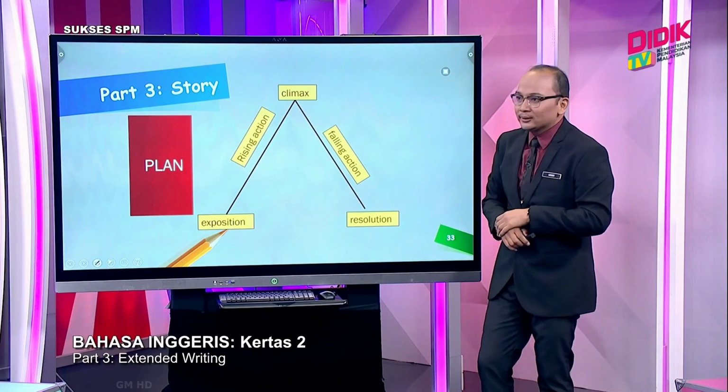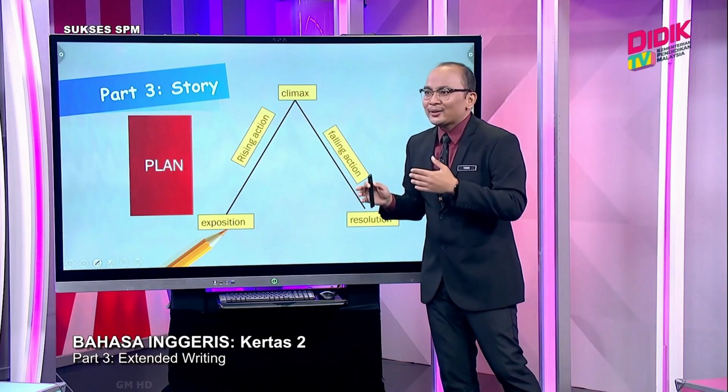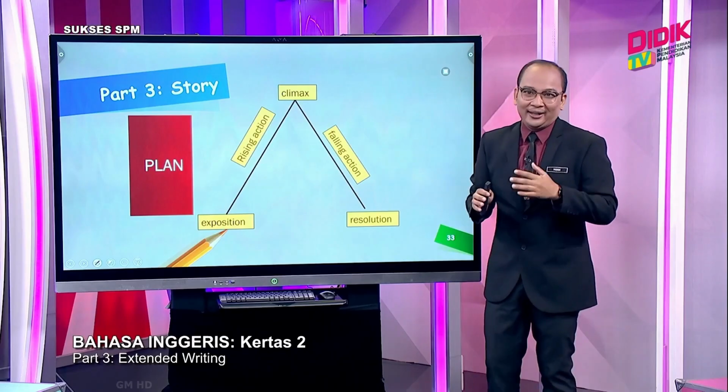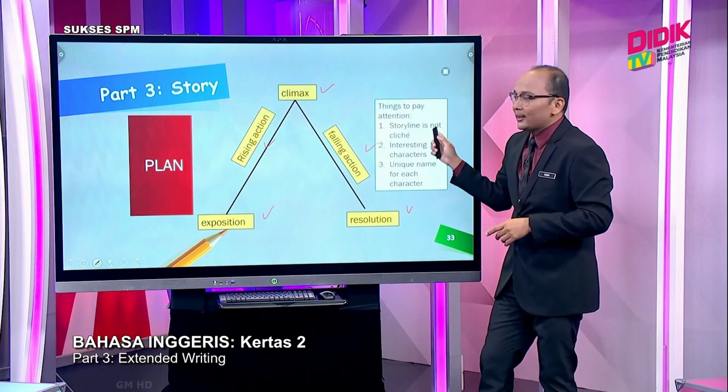And for story, we go on to the next one, which is a very common choice by our students out there. So please remember, for story, pay attention to this. There must be a triangular set like this. In your plan, there must be an exposition, a rising action, a climax, a falling action, and also a resolution. Okay, things to pay attention to.